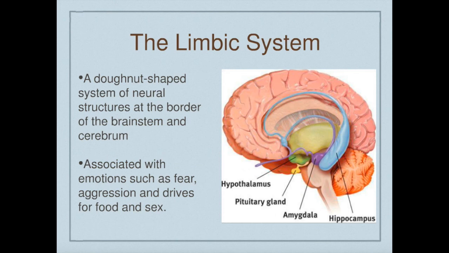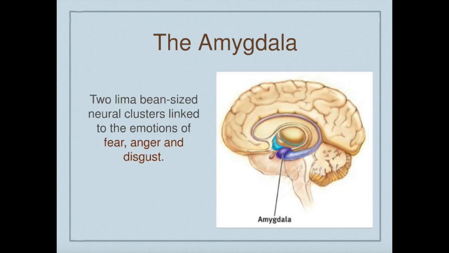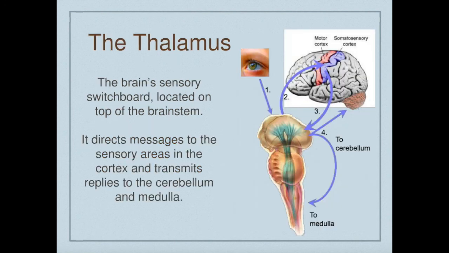The limbic system is like this donut-shaped system that sits on top of the brainstem, and it contains a lot of the things that we've talked about that have functions in other areas of psychology. We talked about the drives such as fear and aggression that happen in the amygdala, and the drives for food and sex also come from there. Fear, anger, the amygdala, which sits in the limbic system. The amygdala is just a little lima bean, one on each side, and that covers fear, anger, and disgust.